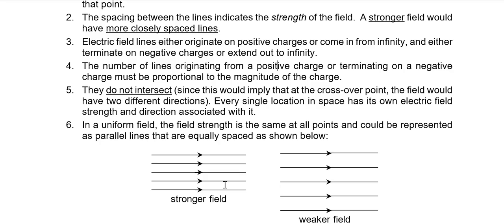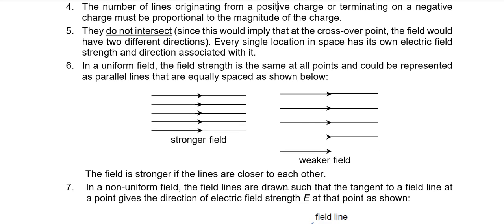The number of lines originating from a positive charge or terminating on a negative charge must be proportional to the magnitude of the charge, right? They do not intersect. Field lines cannot intersect, so just take note of that. In a uniform field, the strength is the same at all points, and therefore they are represented by parallel lines equally spaced as shown below. The field is stronger if the lines are closer together. So this one is closer together, so it's a stronger field.